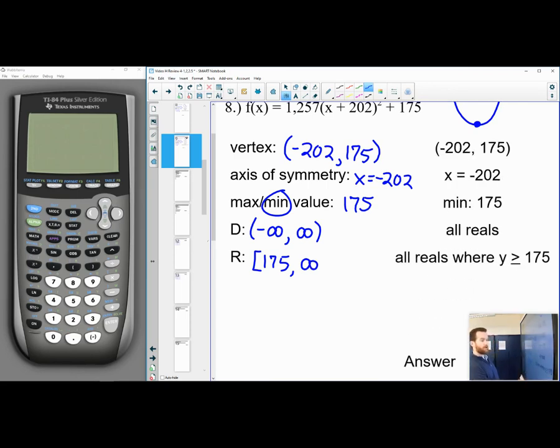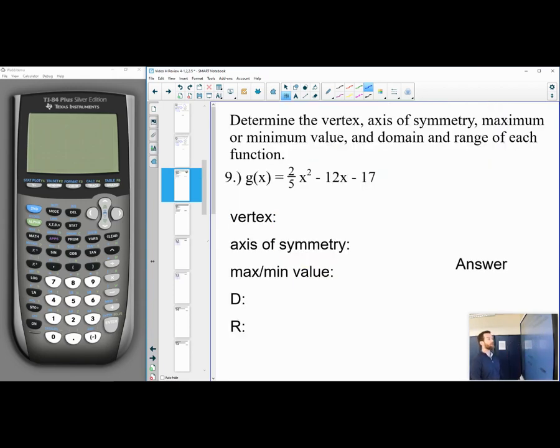Let's take a look at the answers to check ourselves. Vertex looks good, axis of symmetry, minimum value, all reals, and all reals where y is greater than 175. Forgot to put my parentheses, but I'll close that there. Excellent. Keep on rolling. All right, same directions, but now it's not vertex form anymore.